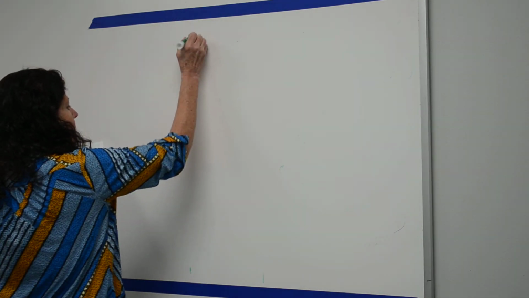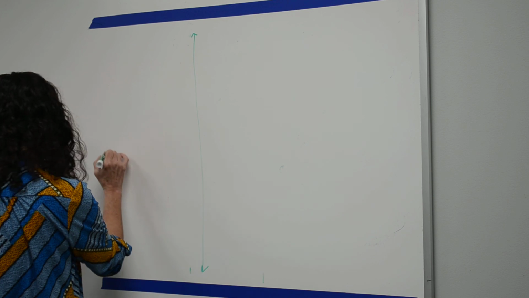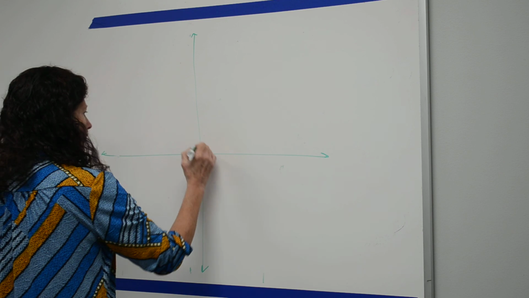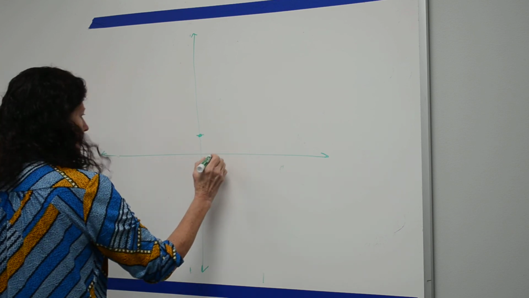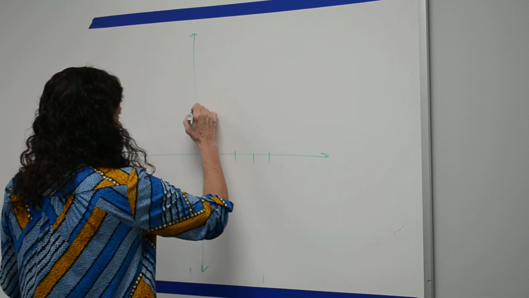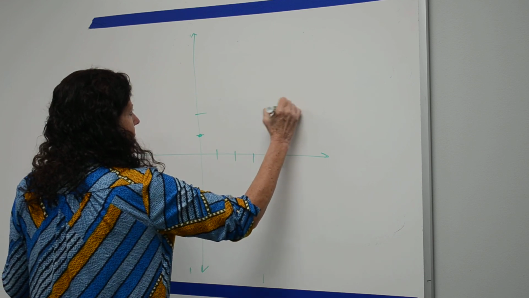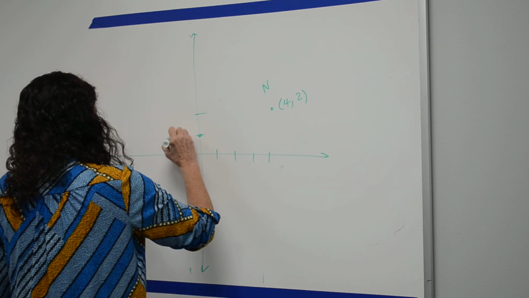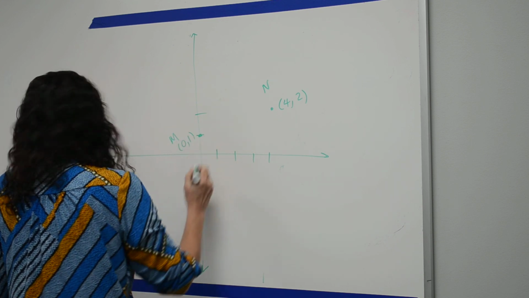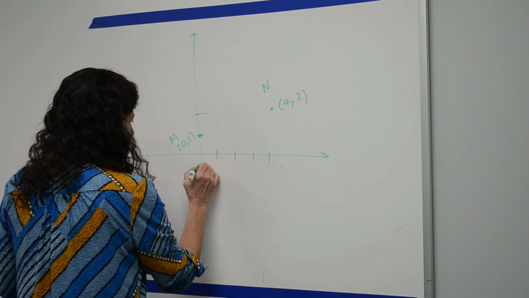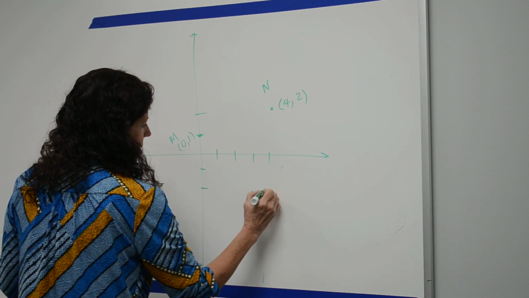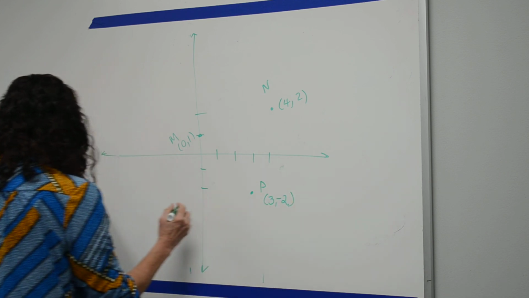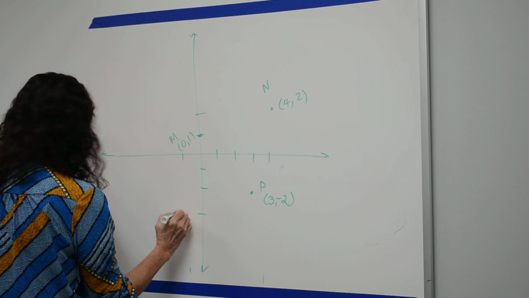All right, here's one for you to do. We have 0, 1, 4, 2, 3, -2, and -1, -3.